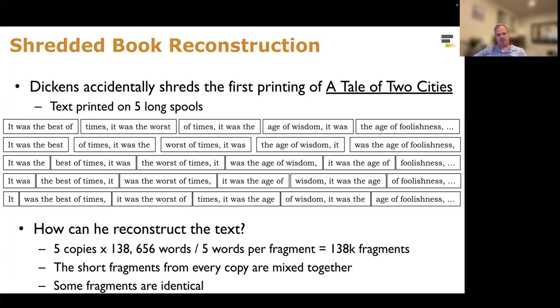Each copy of A Tale of Two Cities is about 140,000 words long. We have five copies, five words per fragment. We have about 140,000 fragments all jumbled together in this giant bag. They're all mixed together. We've lost track of which fragments come from the first page or the last page. We've lost track of the beginning of the sentence, the end of the sentence. All that locality information is completely lost.